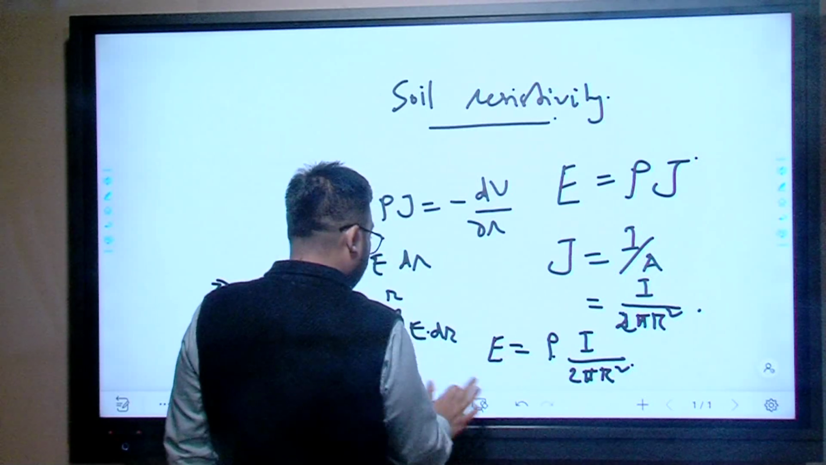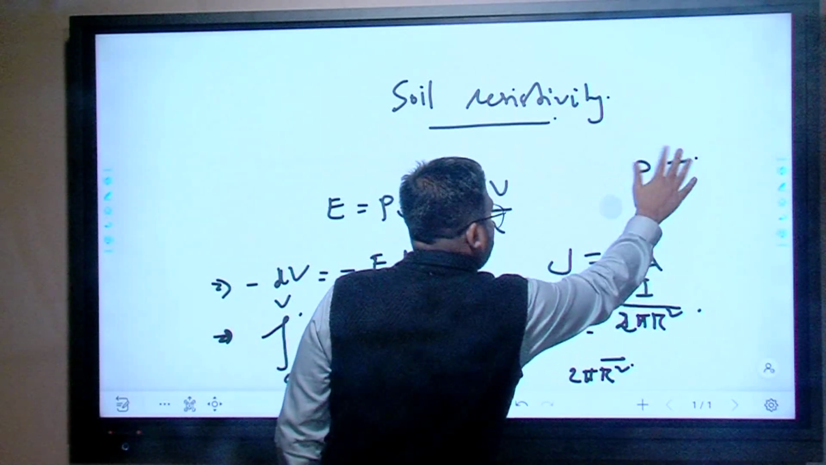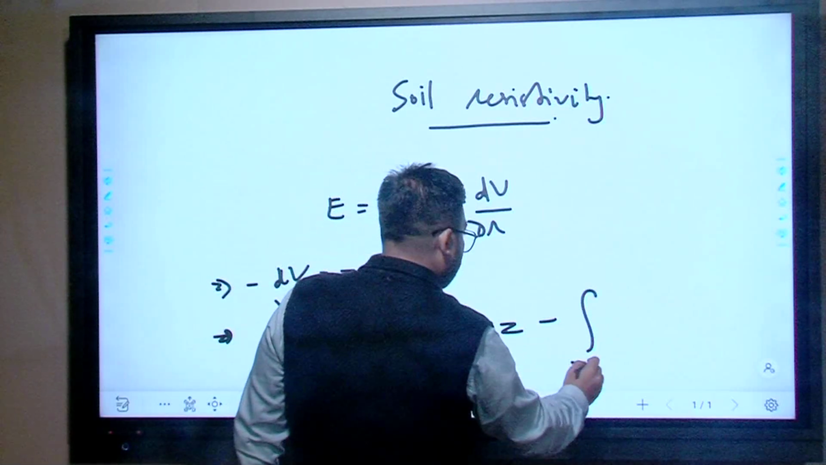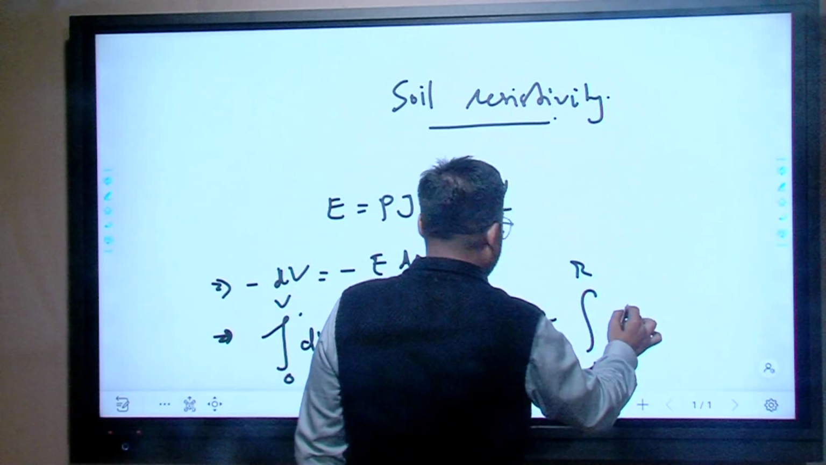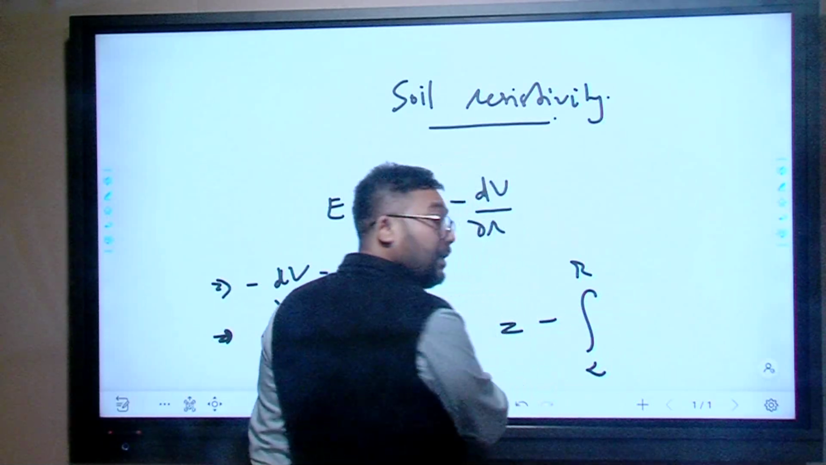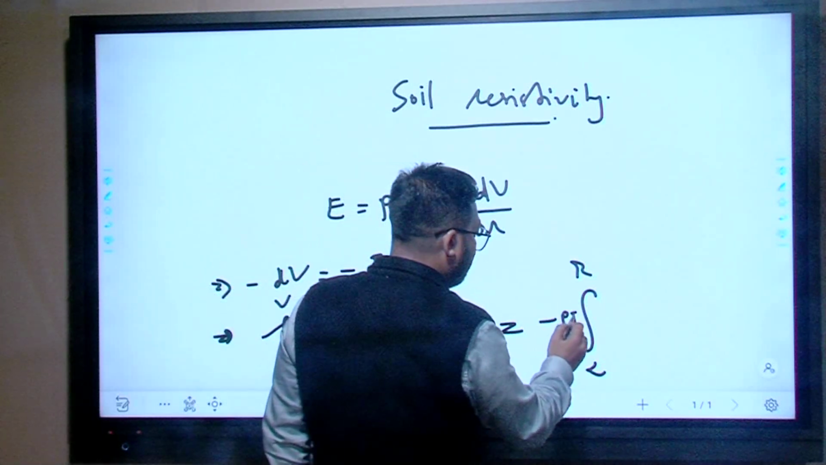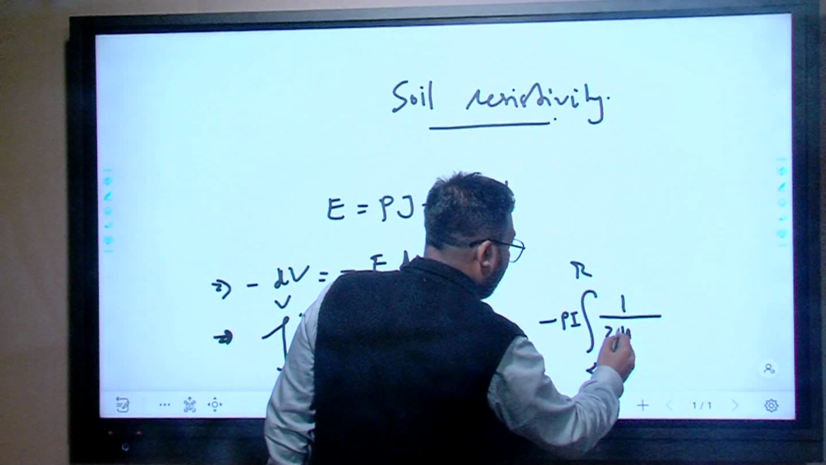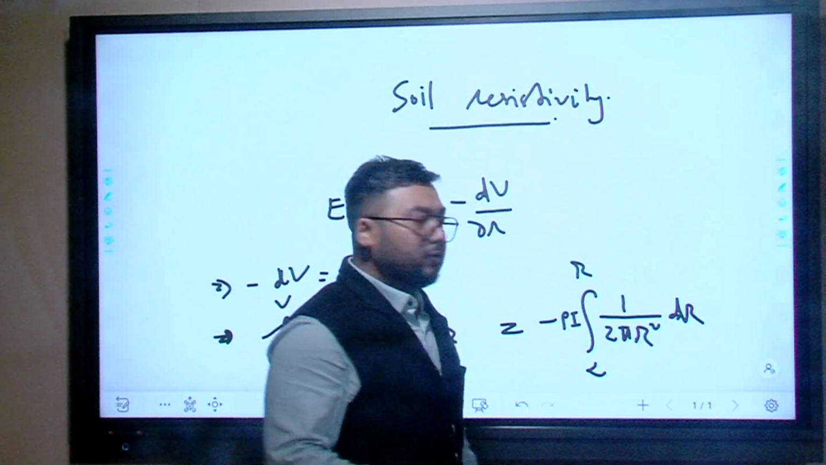So let me put these things together. This is minus the integral from infinity to R of E, and E is my rho times J. Rho is constant because it is not depending on R. So I can take rho and I outside of the integration, and what will be inside is 1 over 2 pi R square dr. After completing this integration, what will I get?